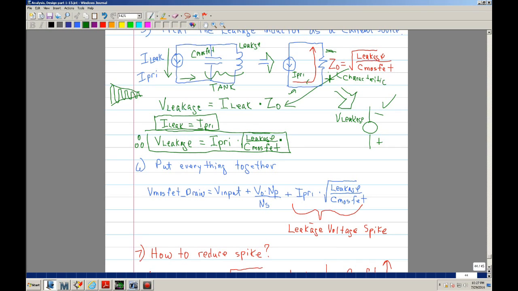So basically, this is your spike due to the leakage.